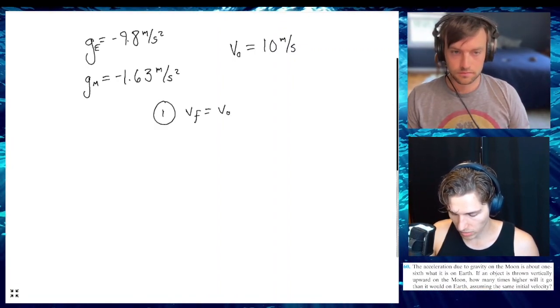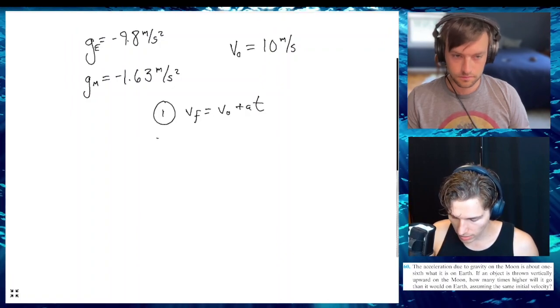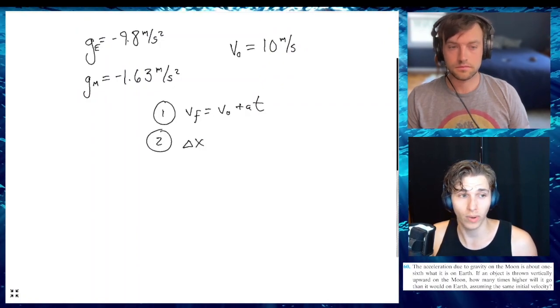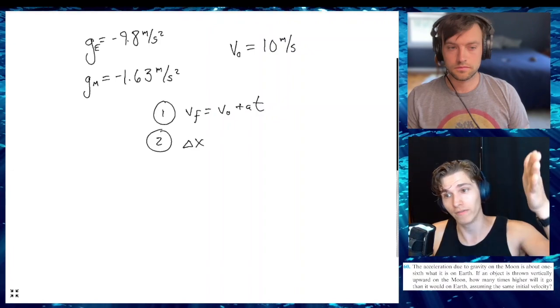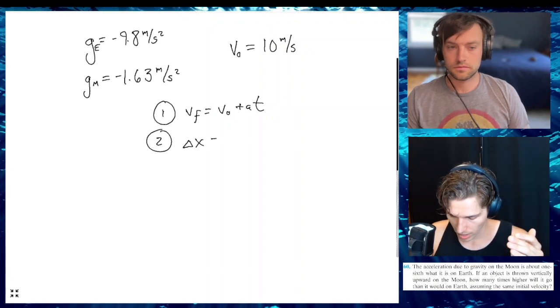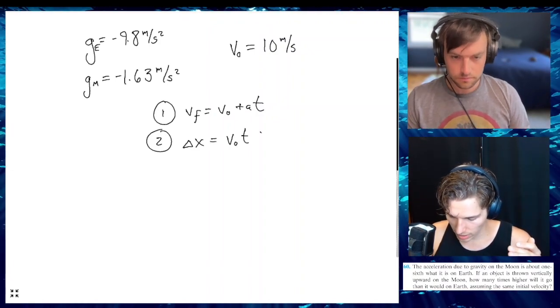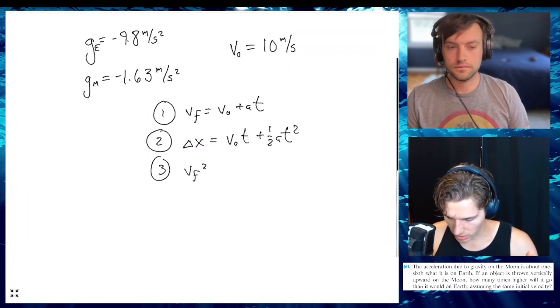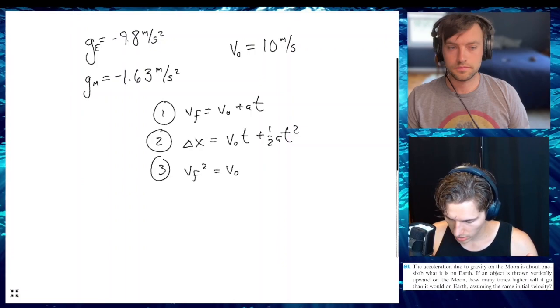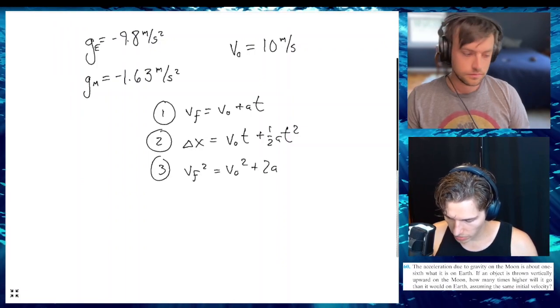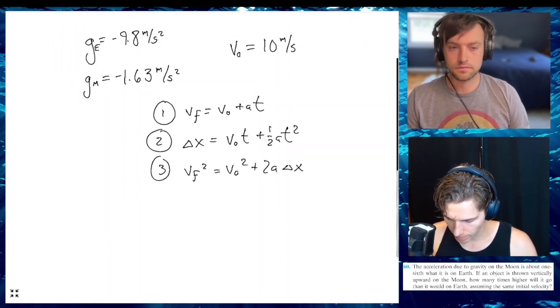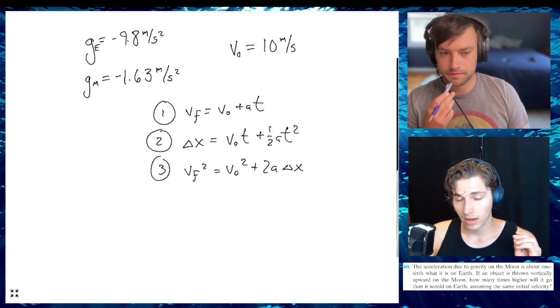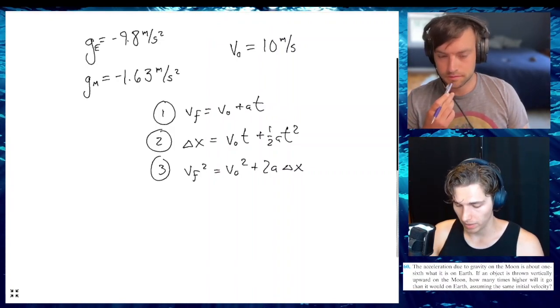V final equals V initial plus AT. Delta X, or delta Y, some people use delta Y for vertical distance, equals V naught T plus 1/2 AT squared. V final squared equals V initial squared plus 2A delta X. I think we should use number 3. Nice. What would V final be?